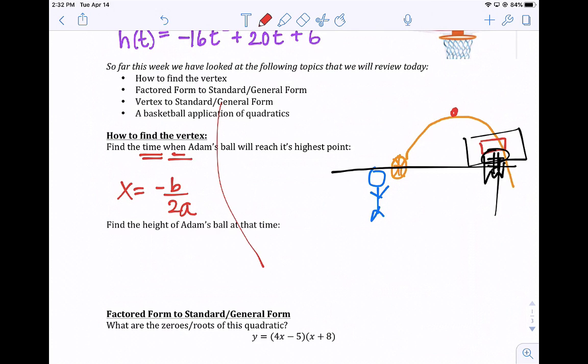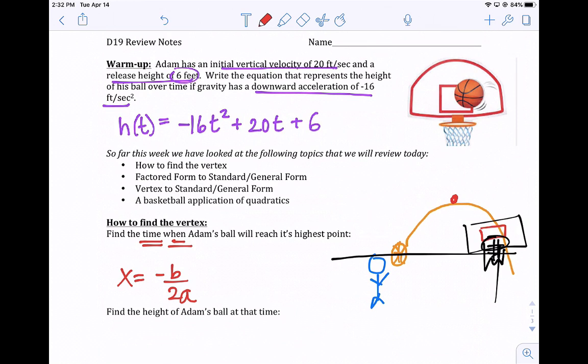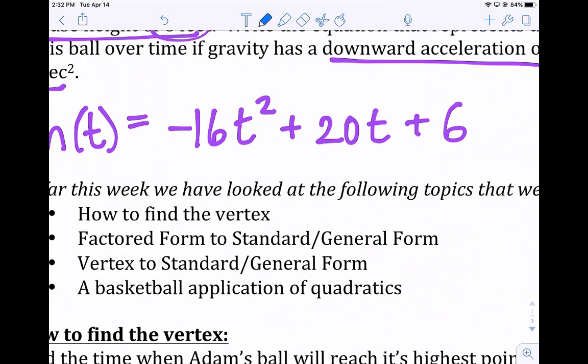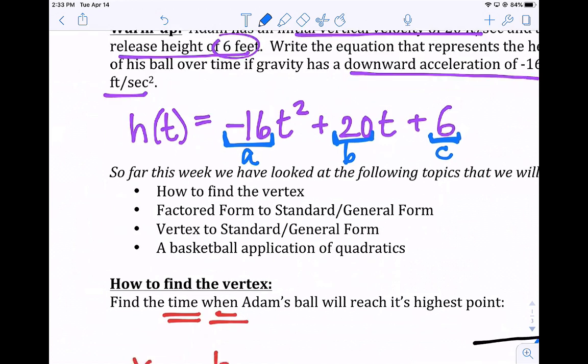If you take a look at our equation, which is in general or standard form, there's no parentheses here. The a value, and we've been doing this since the beginning part of quadratics, is the number in front of the x squared, in this case t squared. So here's a, the negative 16. The b is the number in front of the x, in this case the t, so the b is 20, and then c is the number by itself, and so c is 6.